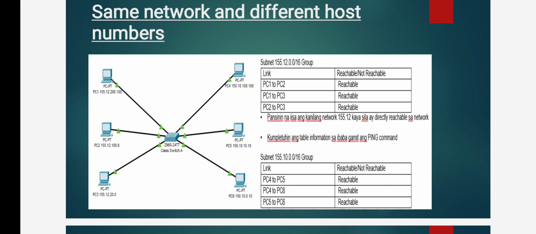So next is on subnet 150.10.0.0/16 group. PC4 and PC5 is reachable because the network address of PC4, PC5, and PC6 is in the same network part, and the network part of PC4, 5, and 6 is 150.10.0.0. So they are all reachable: PC4 to PC5, PC6 to PC4, PC5 to PC6.